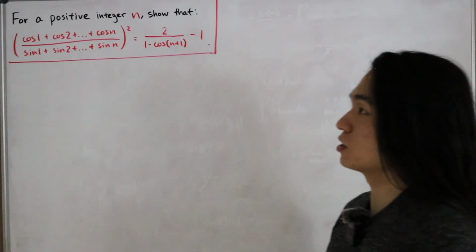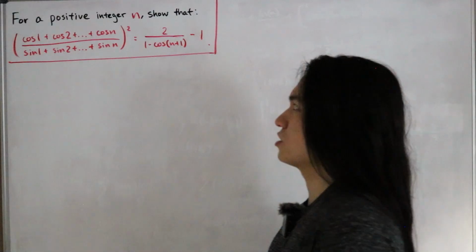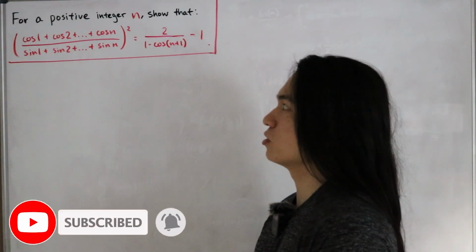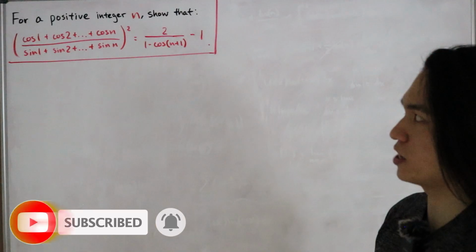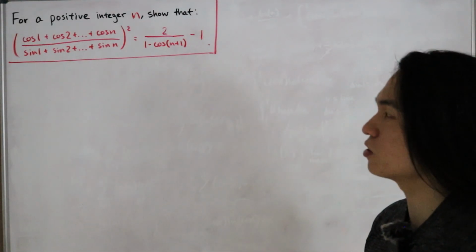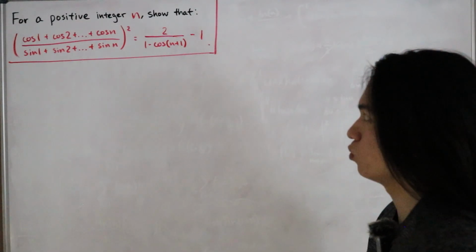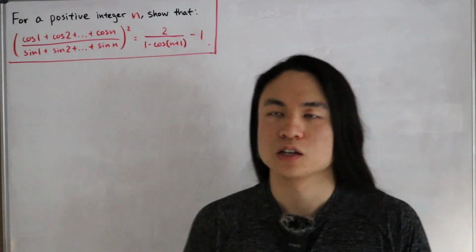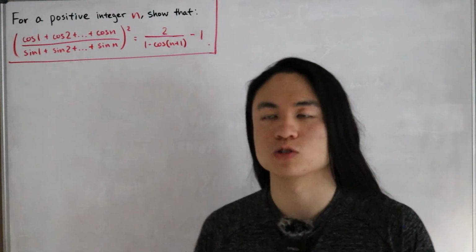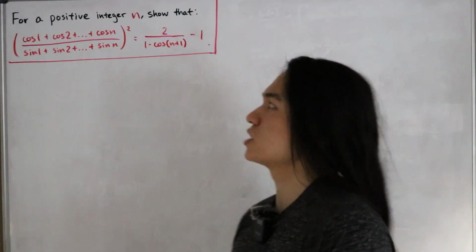Here's a nice little trigonometric identity that we want to verify. We have a positive integer n and we want to show that cosine of 1 plus cosine of 2 all the way up to cosine of n, divided by sine of 1 plus sine of 2 all the way up to sine of n, is equal to 2 divided by 1 minus cosine of n plus 1 minus 1. You'll notice the inputs inside cosine and sine are not in terms of radians, they're just the positive integers 1 all the way up to n.